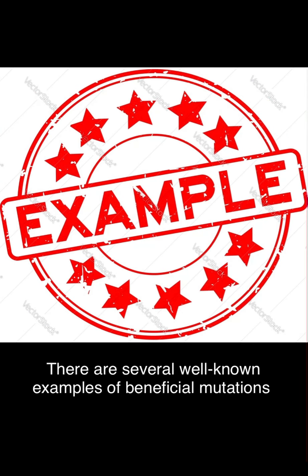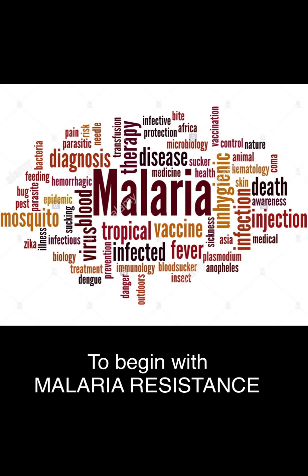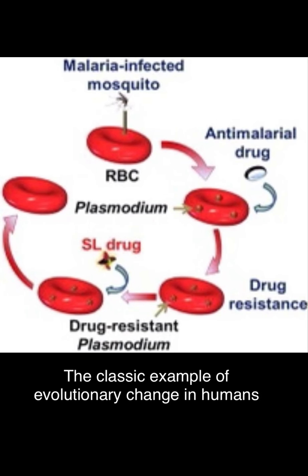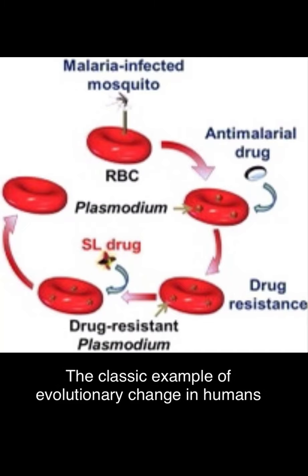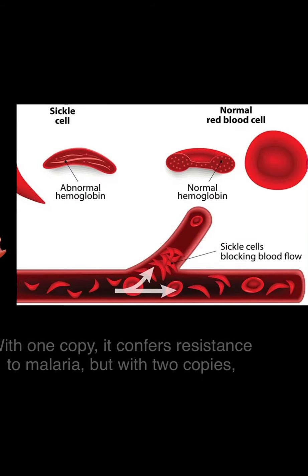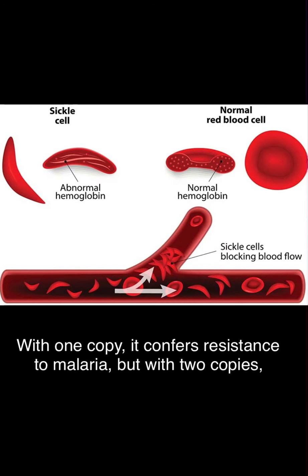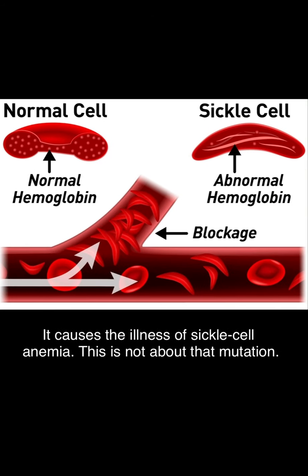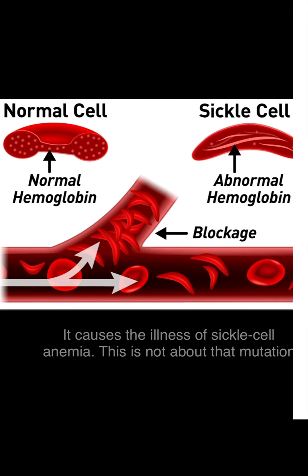There are several well-known examples of beneficial mutations. To begin with, malaria resistance. The classic example of evolutionary change in humans is the hemoglobin mutation named HbS that makes red blood cells take on a curved, sickle-like shape. With one copy, it confers resistance to malaria, but with 2 copies, it causes the illness of sickle cell anemia. This is not about that mutation.